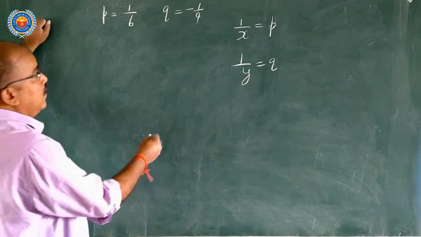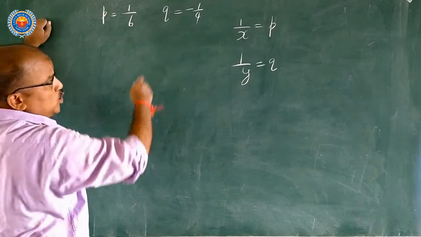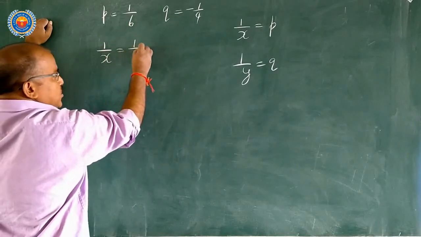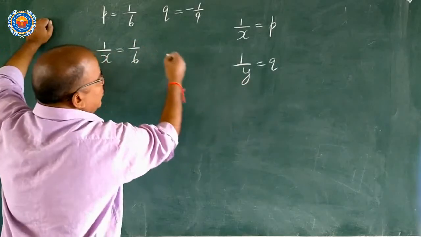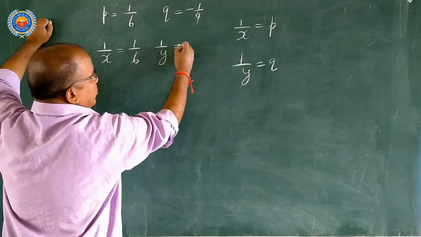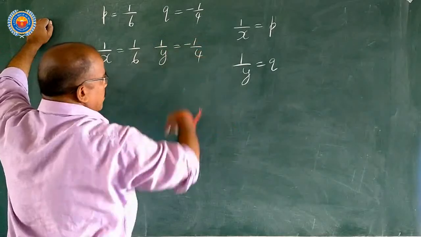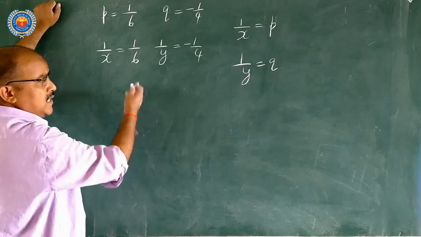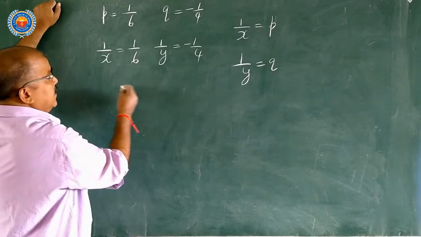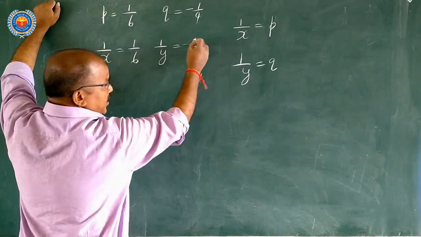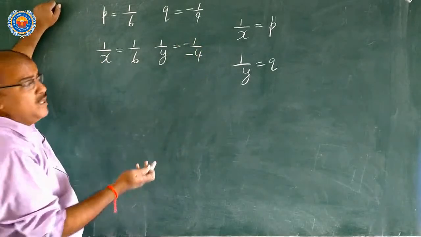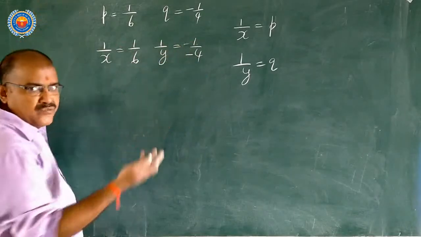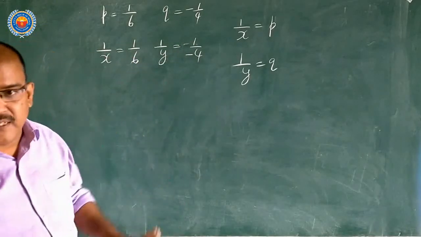So here p is equal to 1 by x is equal to 1 by 6, and q is equal to 1 by y is equal to minus 1 by 4. If you want, you can go for cross multiplication, otherwise you can write directly. This minus 1 by 4, you can write as 1 by minus 4 also, no problem. So x is equal to 6 and y is equal to minus 4. We completed x is equal to 6 and y is equal to minus 4.